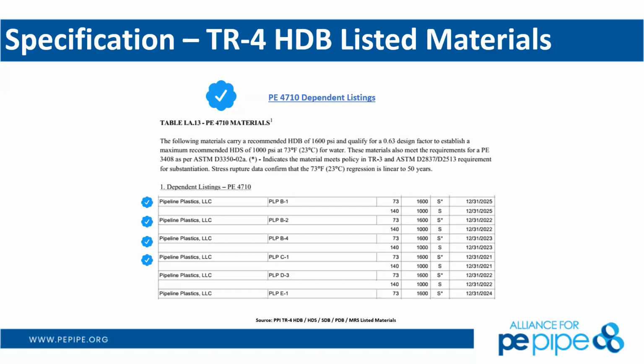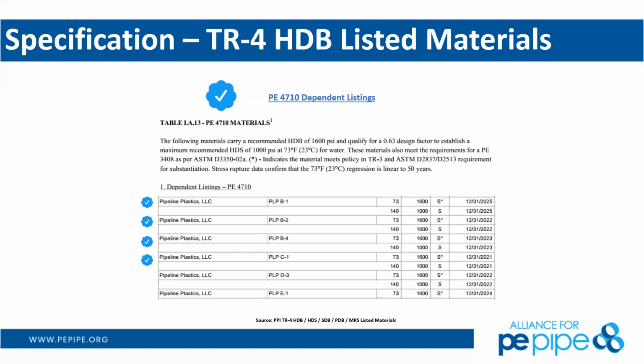you have your materials listing saying, I've worked with the resin companies, I've been analyzed by the independent listing holder. It says I can create that formulation that has gone through all of this testing, and I have shown proficiency in doing that to develop a compound that's classified as a PE 4710 and has these hydrostatic design basis ratings.